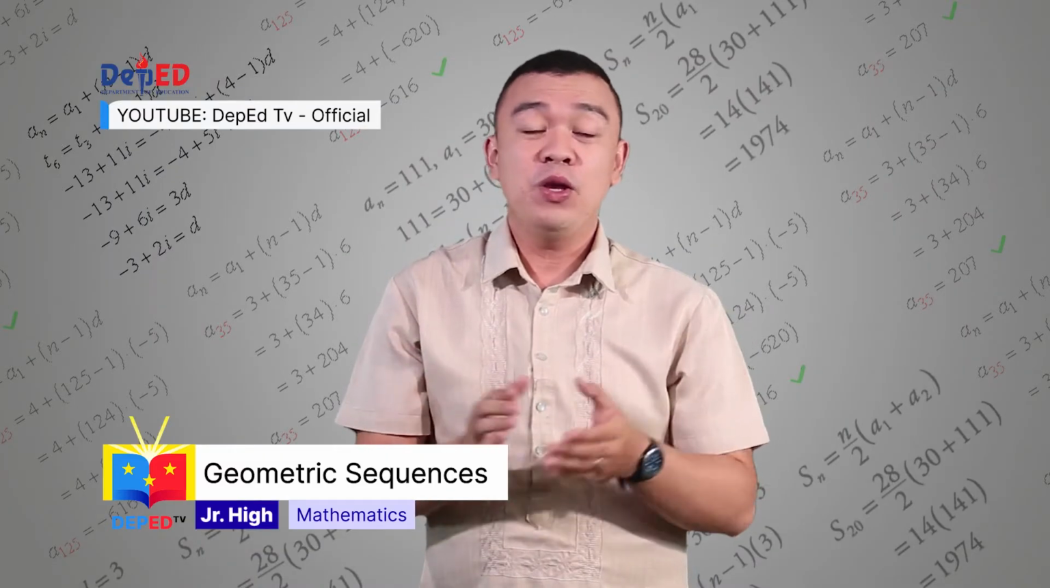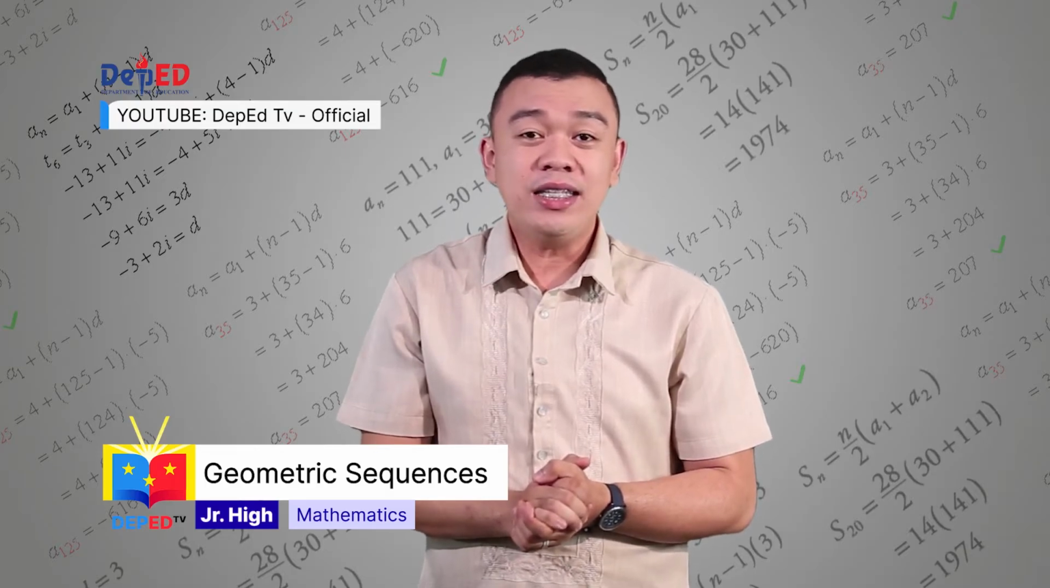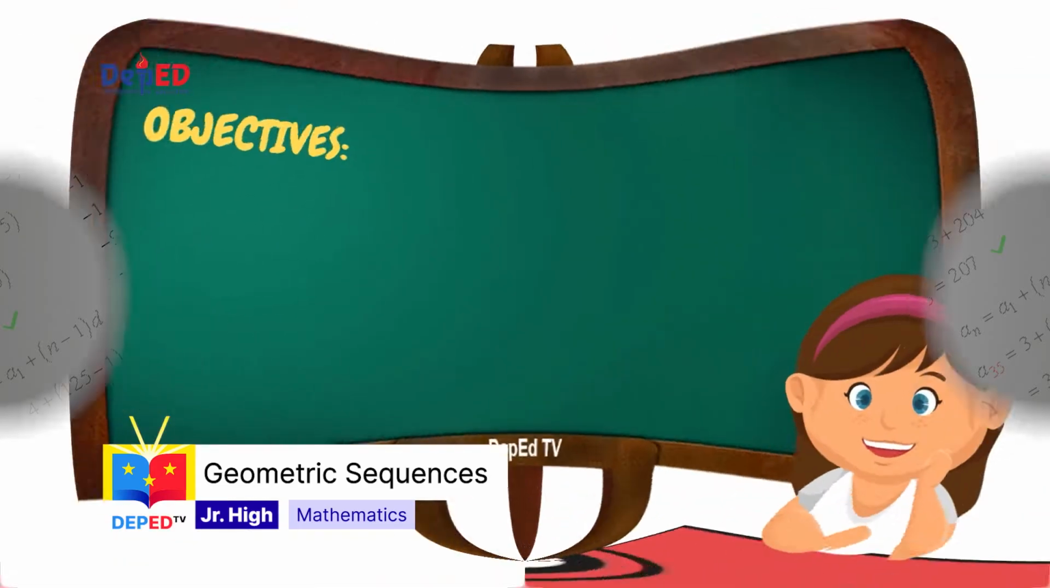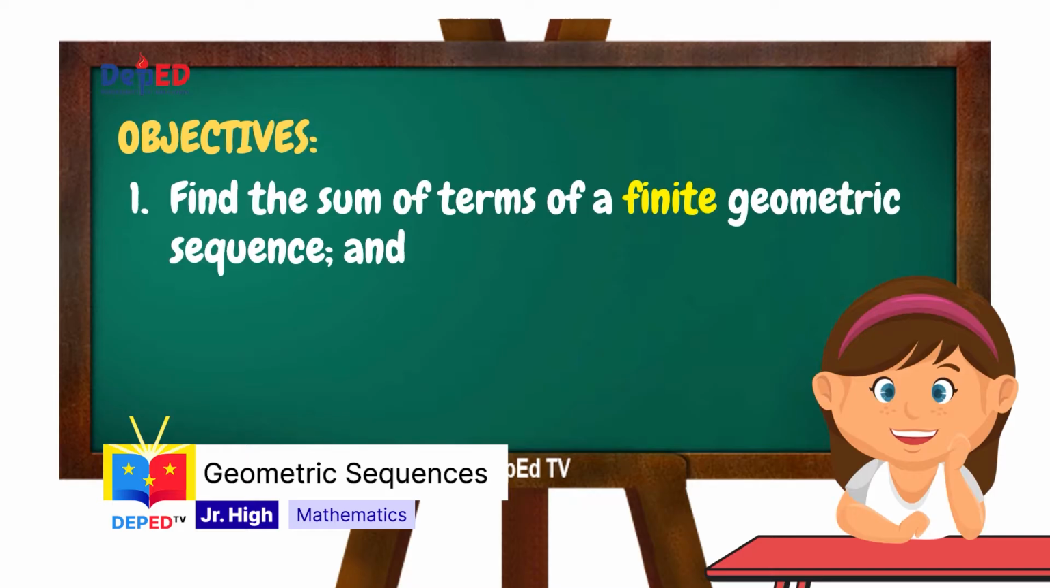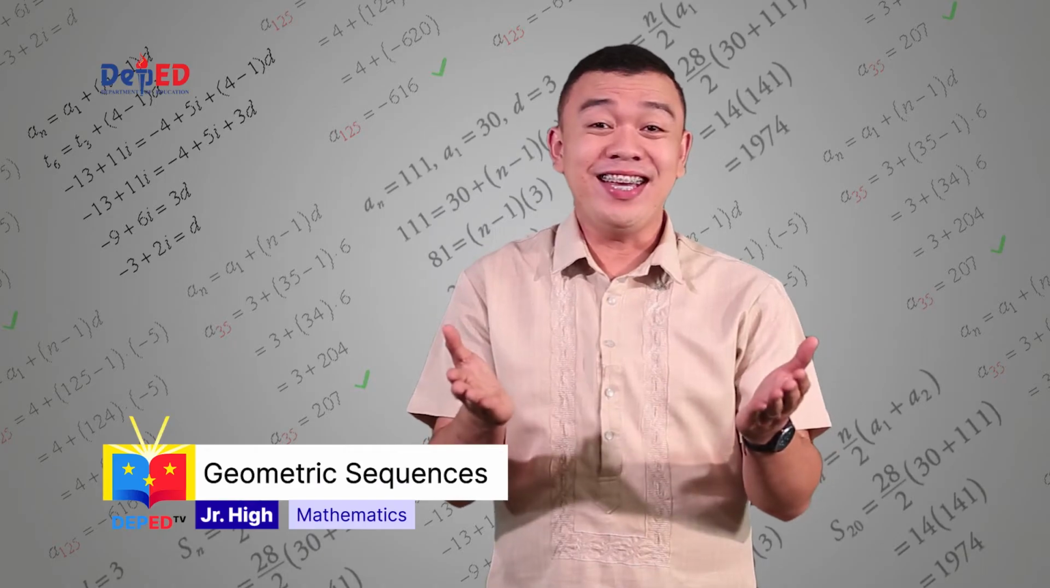For this lesson, we are going to learn and discuss the formula in finding the sum of finite and infinite geometric series. Specifically, we are going to find the sum of terms of a finite geometric sequence and find the sum of terms of infinite geometric sequence. How could we do this?